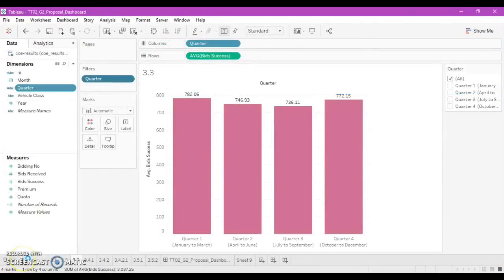For 3.3, our business question is to calculate the average number of transactions quarterly for all the years and find out the highest average of transactions. Transactions here refer to bid success. A quarter has 3 months. First, we drag bid success to rows and change the measure from sum to average. Next, we created a calculated field named quarter to group the years into quarters.